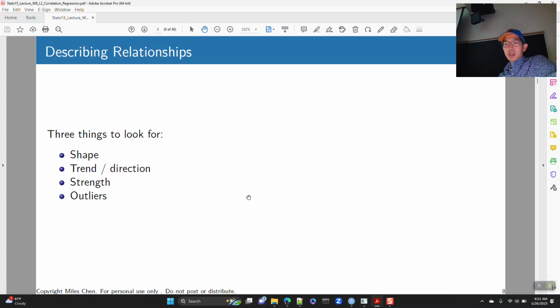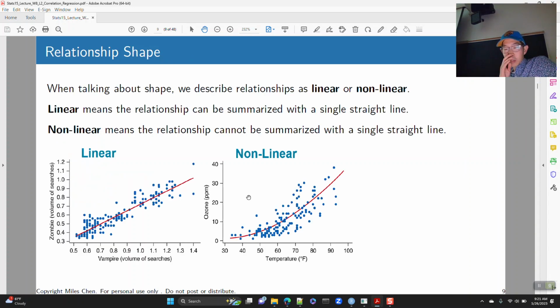So we want to be able to describe things like the shape, and then the trend, strength, outliers, things like that, okay? Overall, the shape, right now we'll just call them linear versus nonlinear. I took these pictures out of a textbook. That's why they look quite different from ggplot or something.